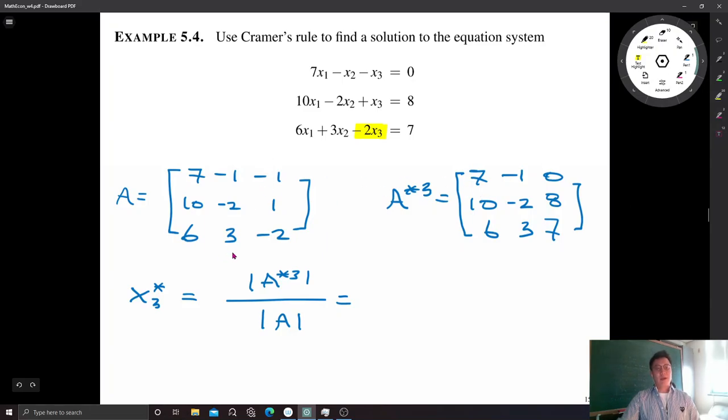So it's still 3 by 3, and we need to compute these two determinants, but that is much, much simpler than computing the inverse matrix of this 3 by 3. I'm not going to compute these two determinants because this example is from the textbook. The determinant on the top, A star 3, is negative 244, and the determinant of the original matrix is negative 61. So it boils down to number 4.